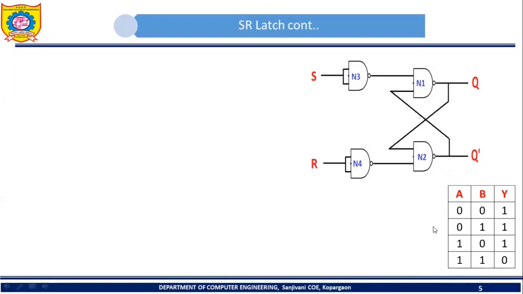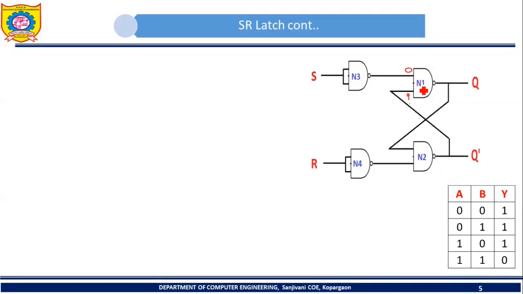Now here I would like to ask you one question. Suppose consider this NAND gate N1. Suppose I know that one input of NAND gate N1 is 0, and suppose I don't know the other input of this NAND gate N1. In this case, can I predict what will be the output of this NAND gate N1?